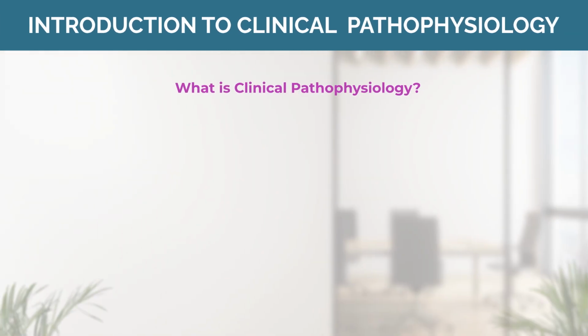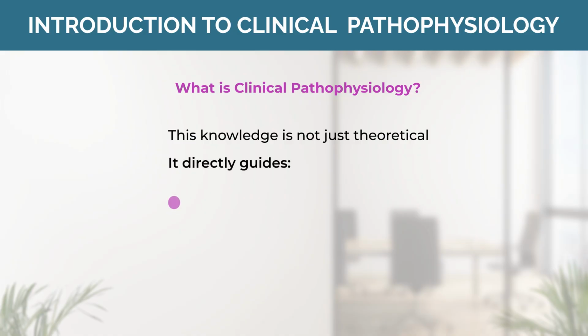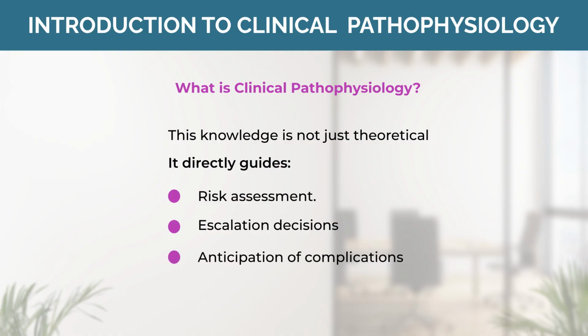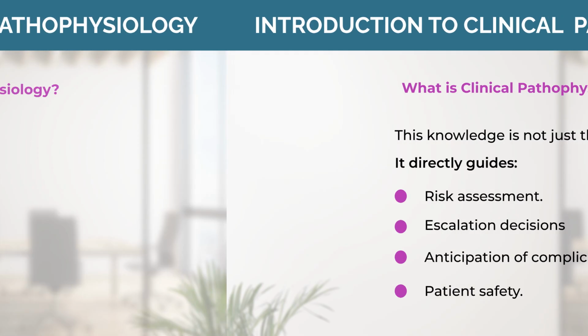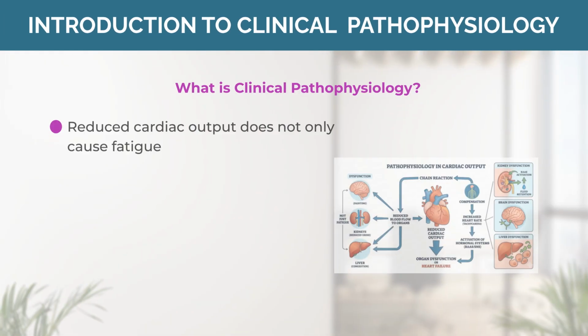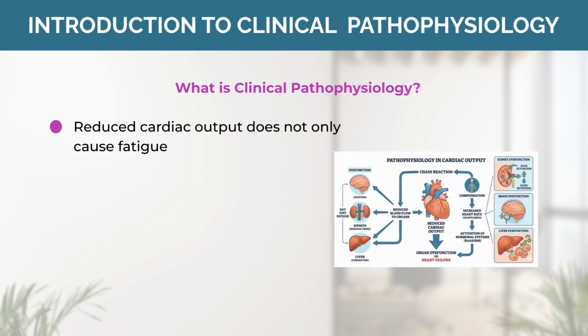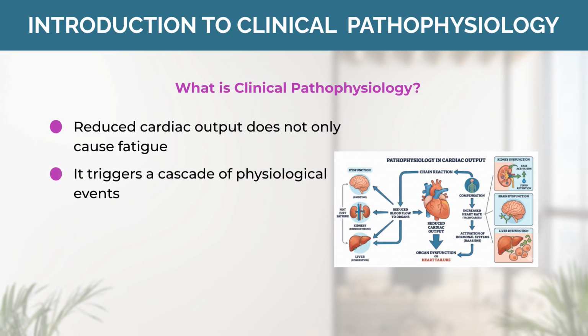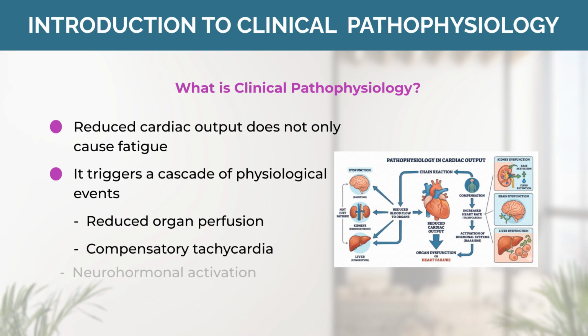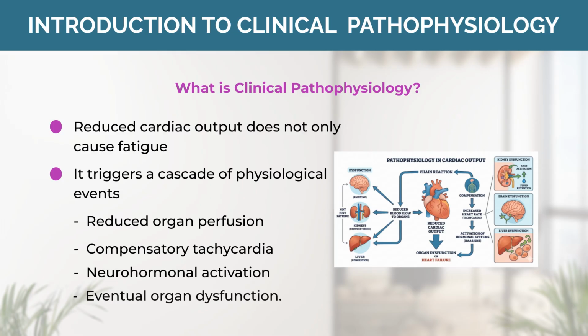For advanced practice nurses and midwives, this knowledge is not just theoretical. It directly guides you to assess risk, make escalation decisions, anticipate complications, and protect patient safety. Let's look at an example. Reduced cardiac output does not only result in fatigue, it initiates a cascade of events including reduced organ perfusion, compensatory tachycardia, neurohormonal activation, and eventual organ dysfunction. Recognizing this sequence enables clinicians to intervene before irreversible damage occurs.